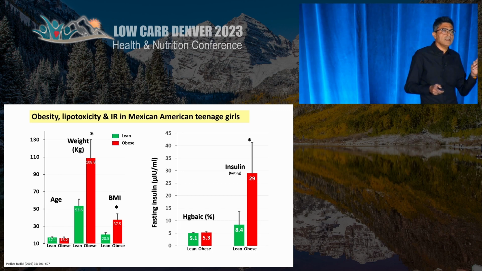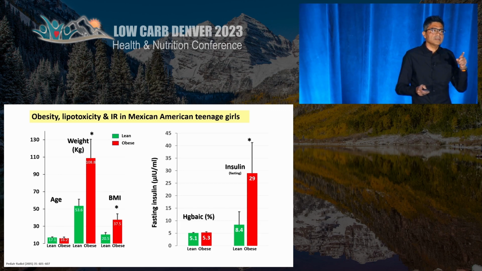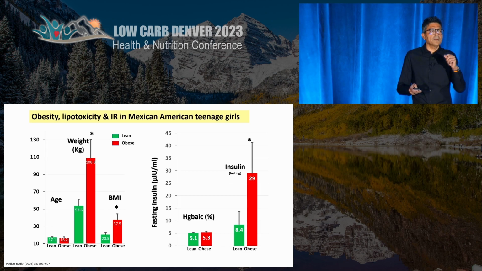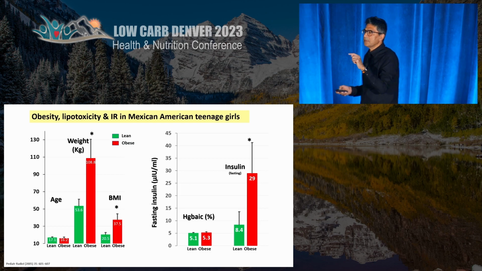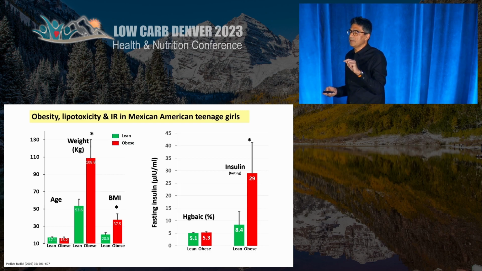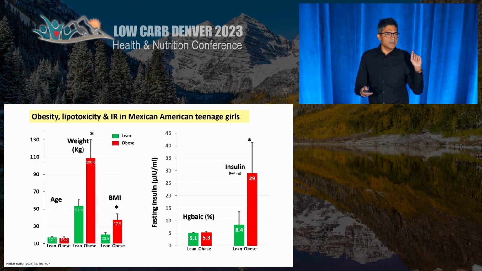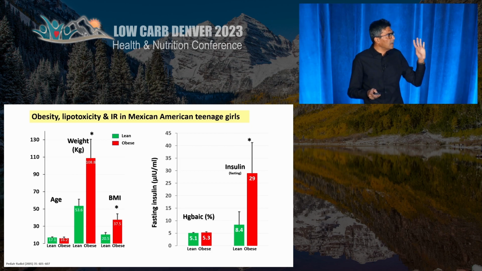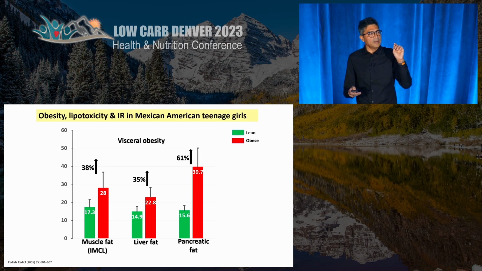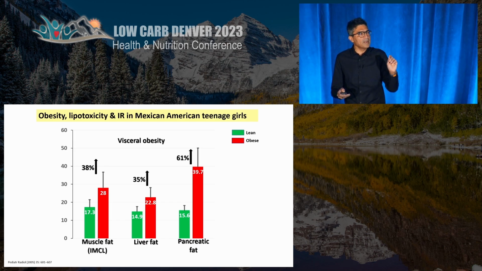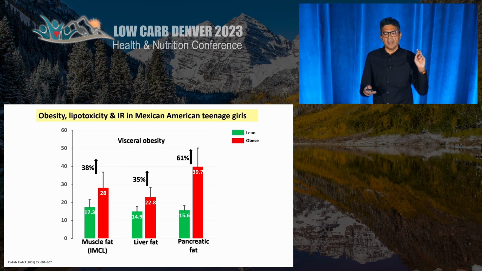Now, one does not need to get into their 40s to get lipotoxicity. This is a study in teenage Mexican-American girls, 16 or 17, and you find that when their weight goes up, they become insulin resistant. And not only do they get insulin resistant, but muscle fat, liver fat, and pancreatic fat go up dramatically even at this young age.